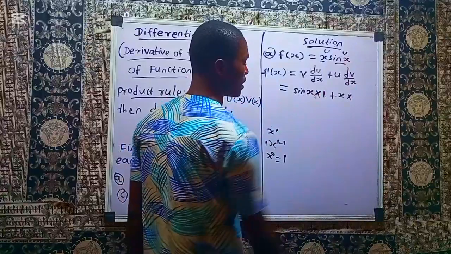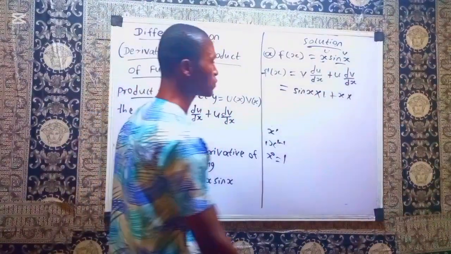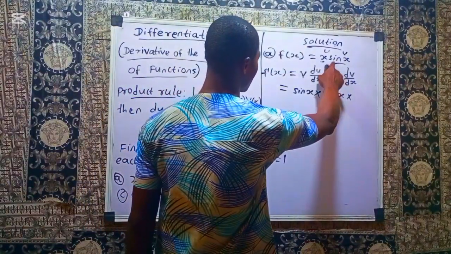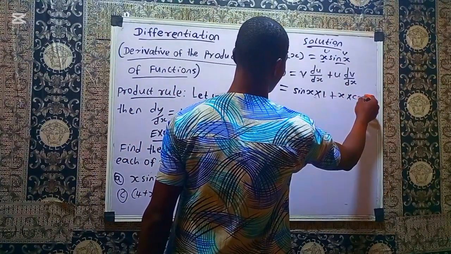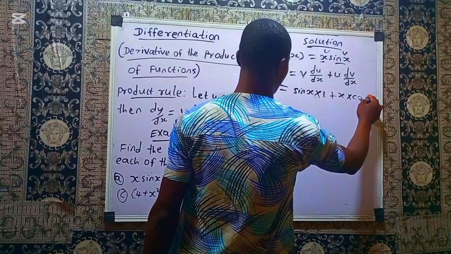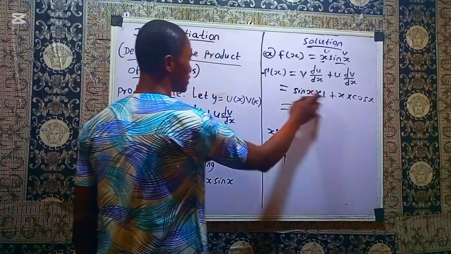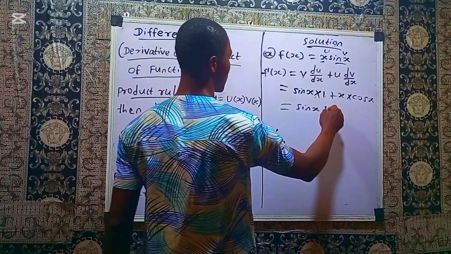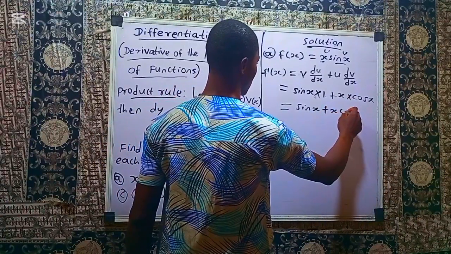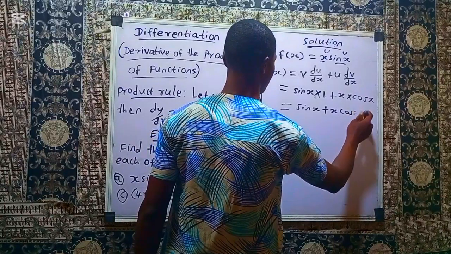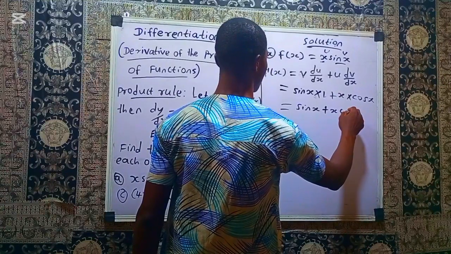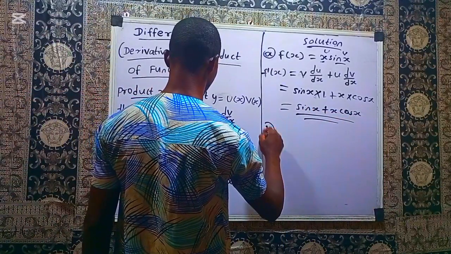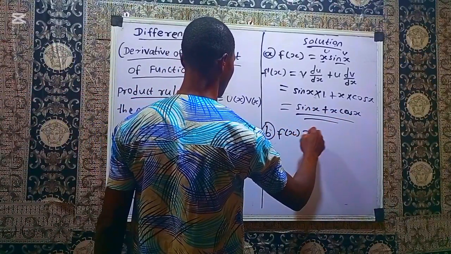So differentiating sine x, the derivative of sine will give you positive cosine, while the derivative of cosine will give you negative sine. So if I differentiate sine, I will get positive cosine of x. So simplifying, sine x times 1, I have sine x. Then plus x times cos x, I have x cosine of x. So this gives me the derivative of this function. Now writing the second question, question B, we are given that f of x is equal to what?